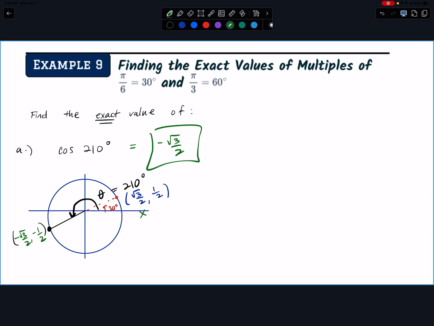To show your work for this, you don't have to draw a picture. This is just me showing you how you can think about it if you get stuck.